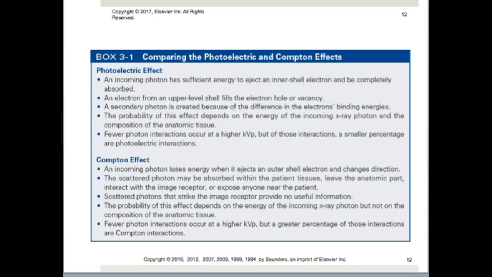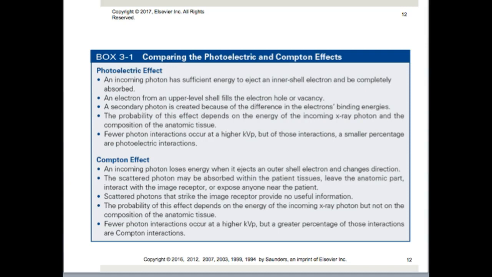So Compton effect: an incoming photon loses energy when it ejects an outer shell electron and changes direction. The scattered photon may be absorbed within the patient's tissues because it has lower energy. So Compton can go to a photoelectric, depending on the energy level. Or it may leave the anatomical part, exit the body, and interact with the image receptor or expose anyone nearby.